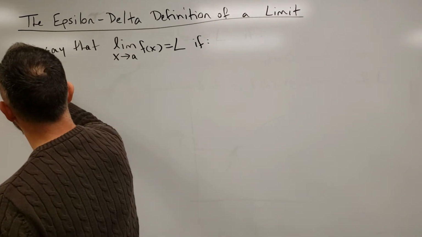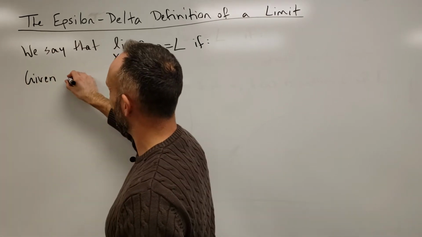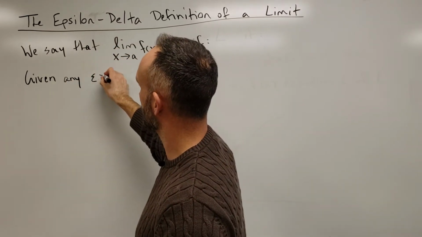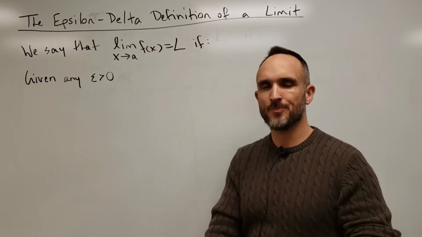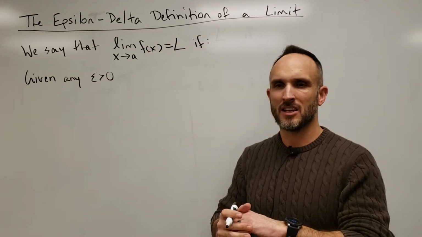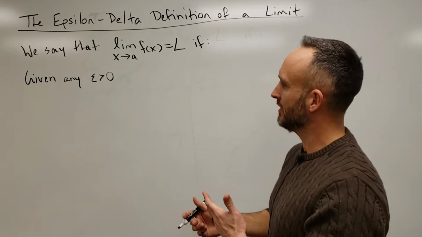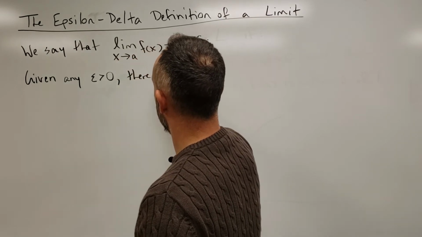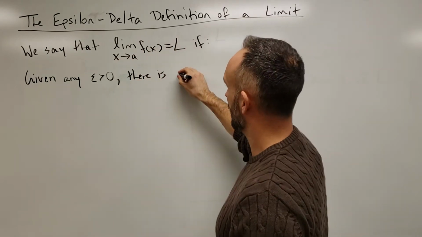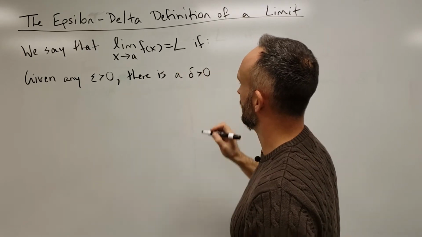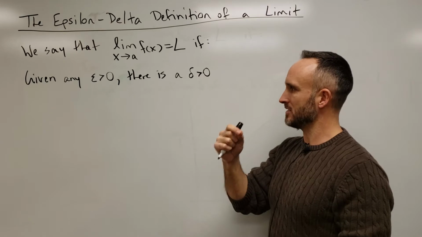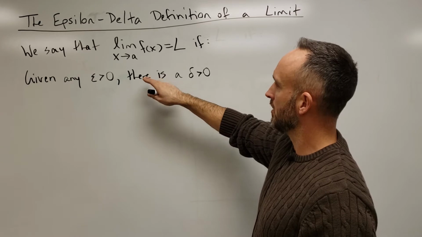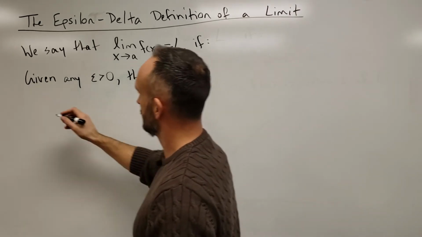So if given any positive tiny number epsilon, so given any epsilon greater than 0, has to be positive. And when we say any, what it really means is you can make it as small as you want. So given any epsilon greater than 0, there is, meaning we can find, there is a delta greater than 0. Again, another small positive number.